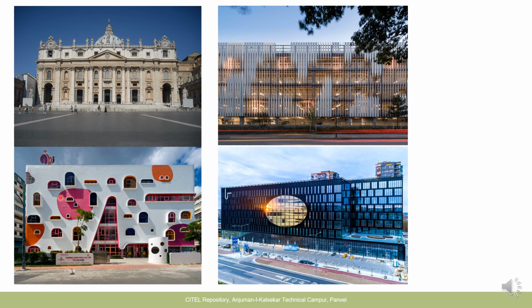Now in this image you can see a very conventional type of facade that has openings, and this building facade is made in bricks. And this is another modern building facade which is made in glass.